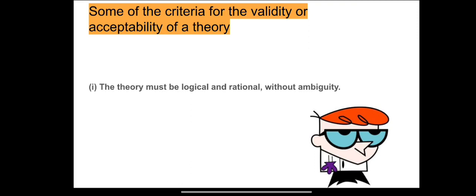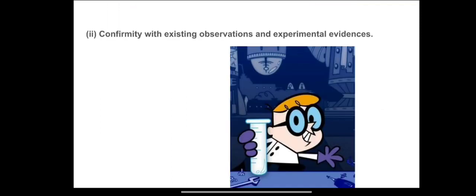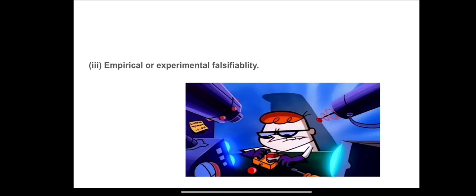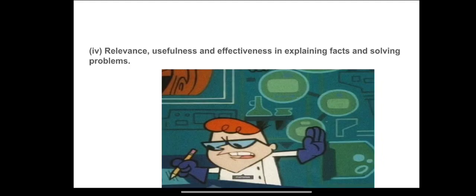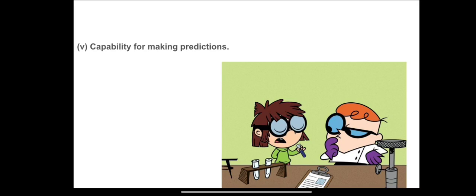Some of the criteria for the validity or acceptability of a theory: 1. The theory must be logical, rational, without ambiguity. 2. Conformity with the existing observation and experimental evidence. 3. Empirical or experimental falsifiability. 4. Relevance, usefulness, and effectiveness in explaining facts and solving problems. The fifth one is capability of making predictions. And the last point is explicit explainability.